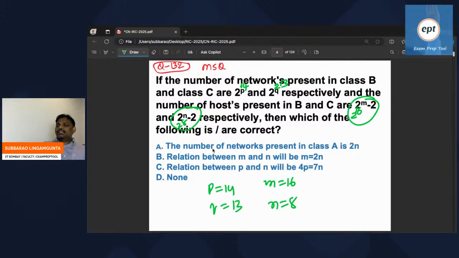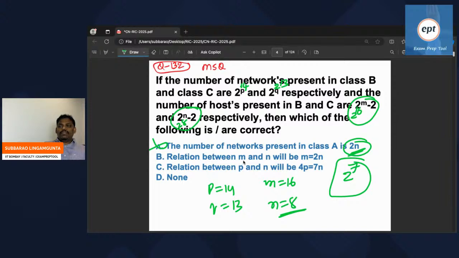Now he's saying the number of networks present in class A is 2N. What is the N? 8. 2 into 8, 16. The number of networks present in class A is 16. No. The number of networks present in class A, right? Class A, how many networks are possible? I think 2 power 7 networks are possible. In class A, 2 power 7 networks are possible, but he is saying only 16. So A is wrong. Can you go to B?